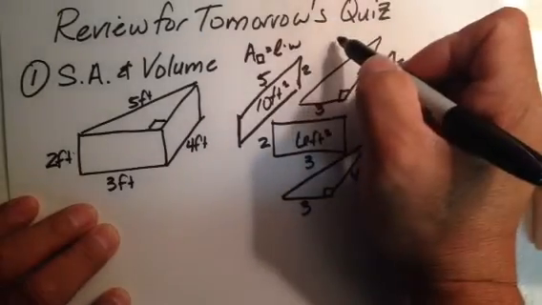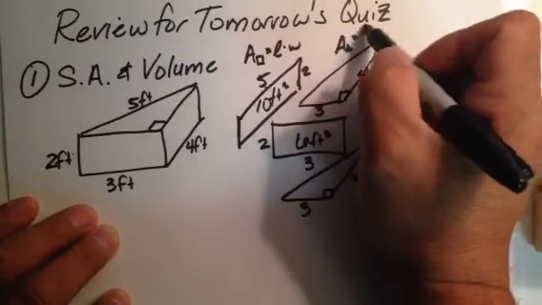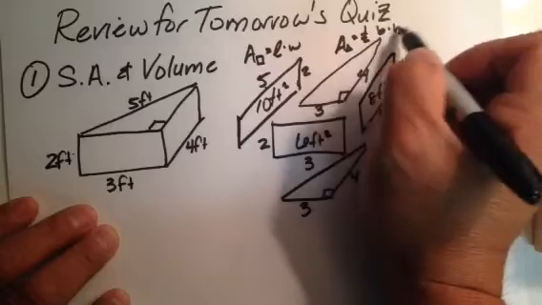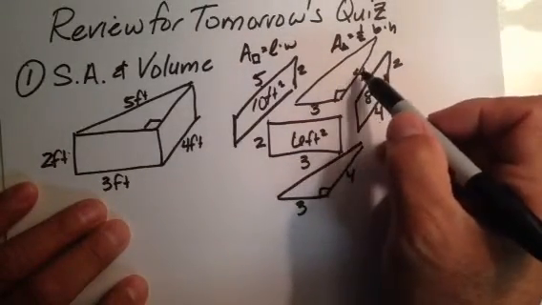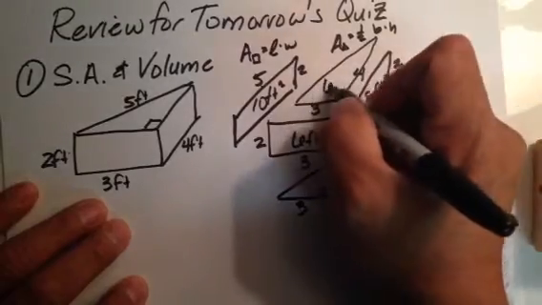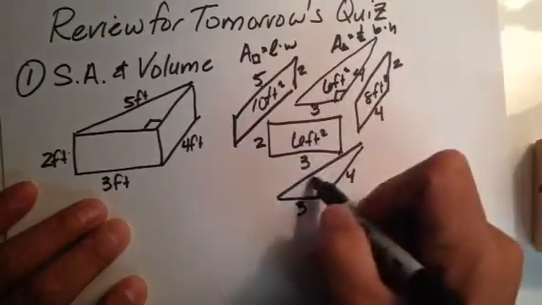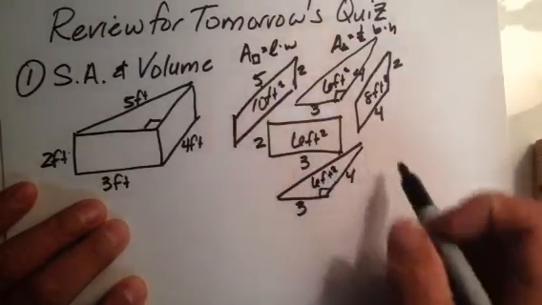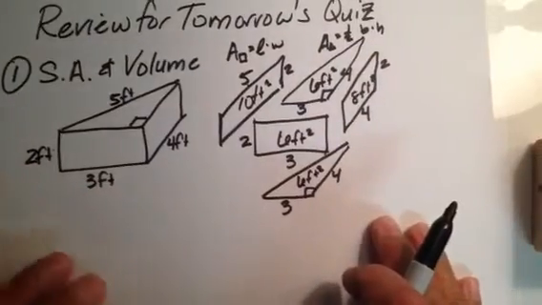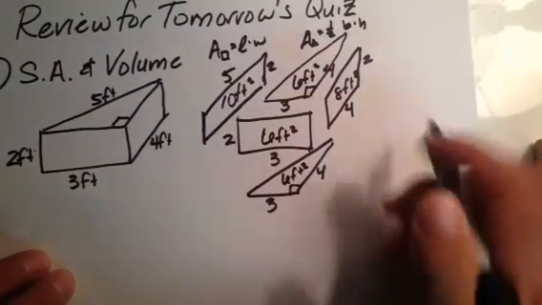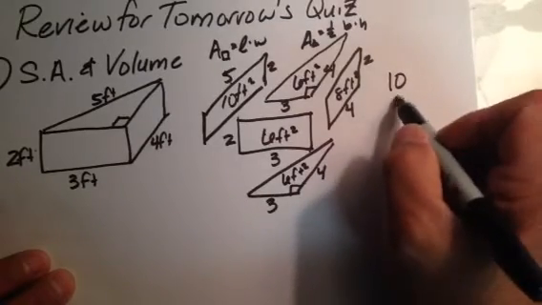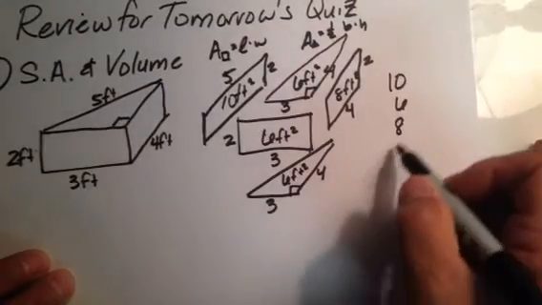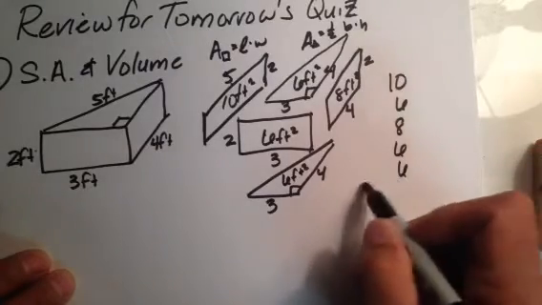Now for the triangle, area of a triangle is 1/2 the base times the height. So if you look at this, that's going to be 3 times 4 is 12. Half of 12 is 6. So that's 6 feet squared, and then this one must be 6 feet squared. So right away you can see all of your areas are, to total them up, it's going to be 10 feet, 6 feet, 8 feet for the rectangles, 6 feet, and 6 feet for the triangles.